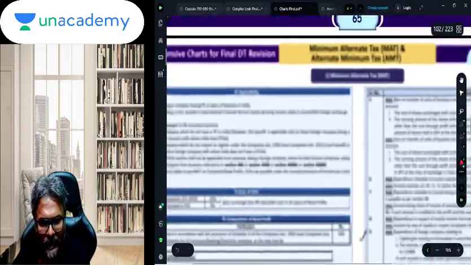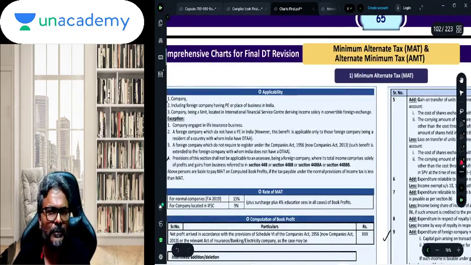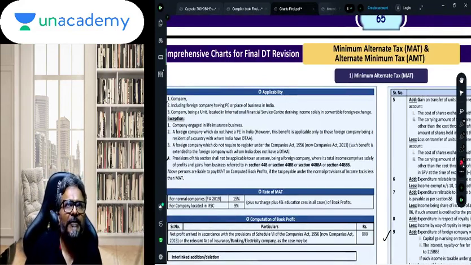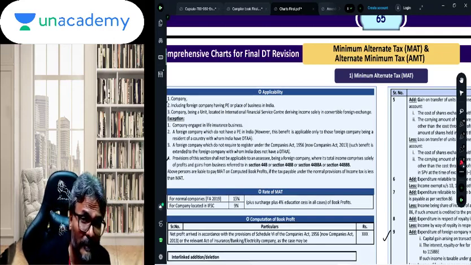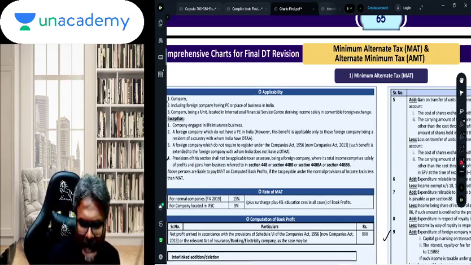This is one of the most important topics, because in MAT you can definitely expect an independent question, apart from the fact that they also tend to ask it in the MCQs and the integrated case study. But yes, an independent question of around 8 to 10 marks is always a hot favorite of the ICAI. So we will be discussing that, students.